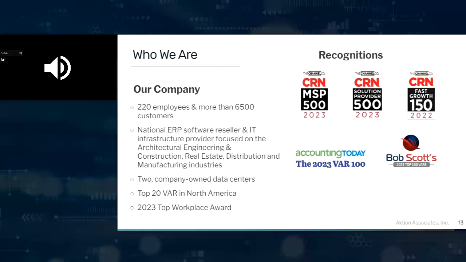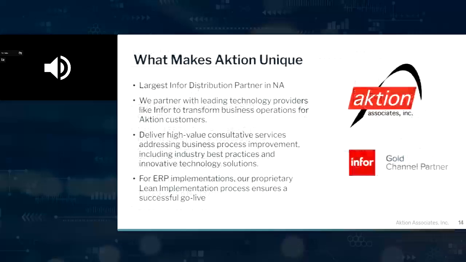And then what makes Action unique? We are Infor's largest distribution partner. We partner with leading technology providers like Infor to transform business operations for our customers. We deliver high-value consultative services addressing business process improvement, including industry best practices and innovative technology solutions. And for our ERP implementations, our proprietary lean implementation process ensures a successful go-live.